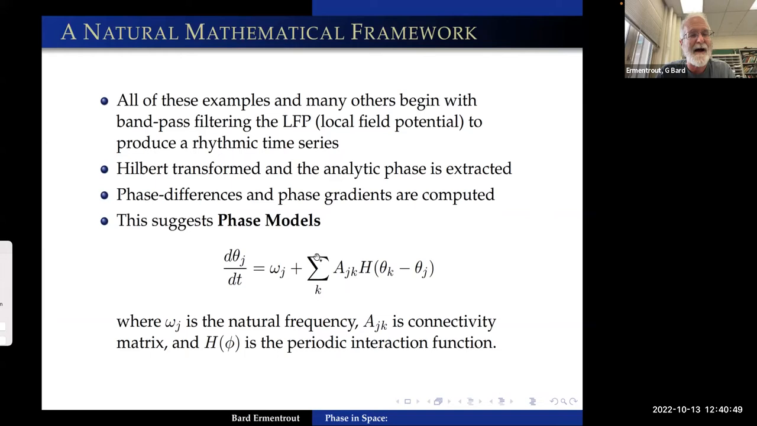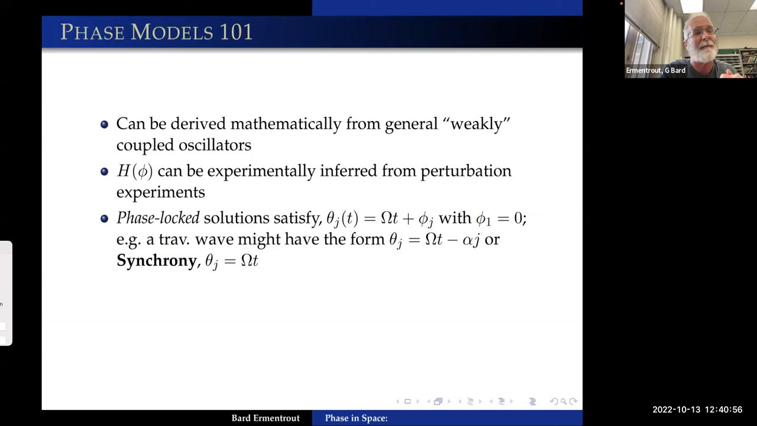Essentially, phase-locked solutions, which is what I'm interested in, satisfy that the phase has a constant speed around the circle with some phase shift. Without loss of generality, we always set phi_1 to be 0 because we need to think of things in terms of relative phase. A traveling wave might have the form theta_j equals omega t minus alpha j, where j is a point in space. Synchrony would just be theta_j equals omega t, so everybody's doing exactly the same thing.